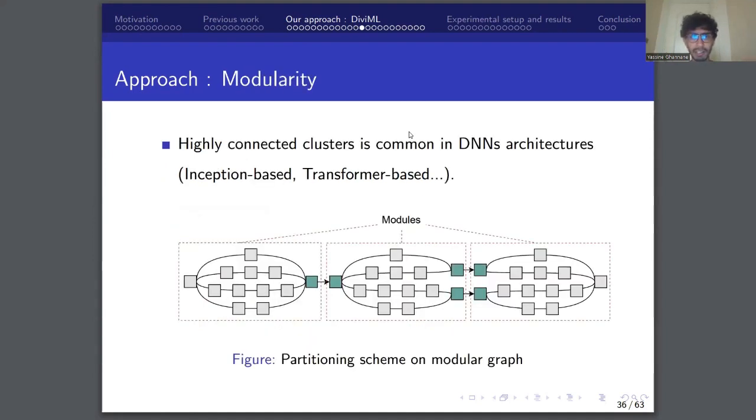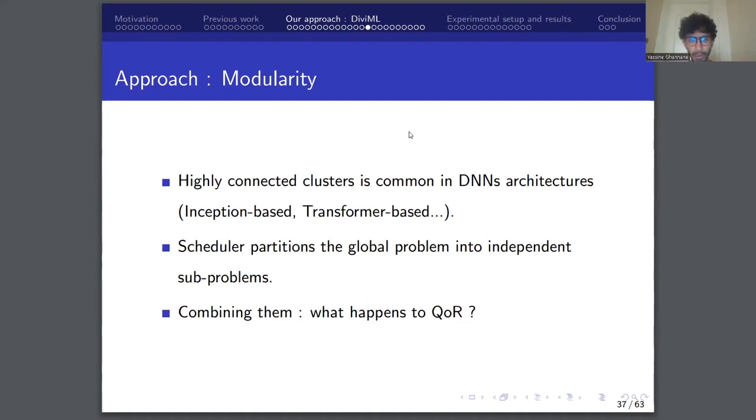So first, what do I mean by modularity within a graph? This is the presence of highly connected clusters within a DNN that are communicating through few channels. This is present in a lot of popular DNN architectures, the inception-based networks, transformer-based networks, and so on. The high-level idea is for our scheduler to partition the global scaling problem into independent problems that we can solve independently and combine in some manner to obtain a solution for the global instance.